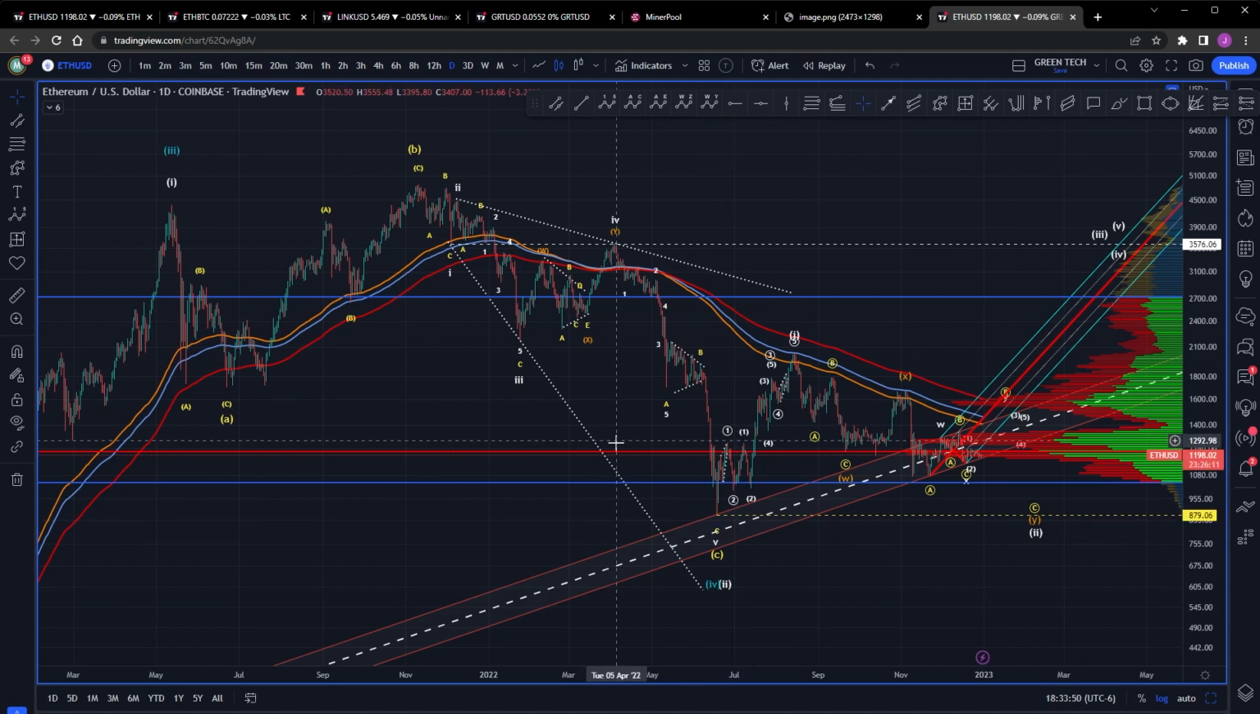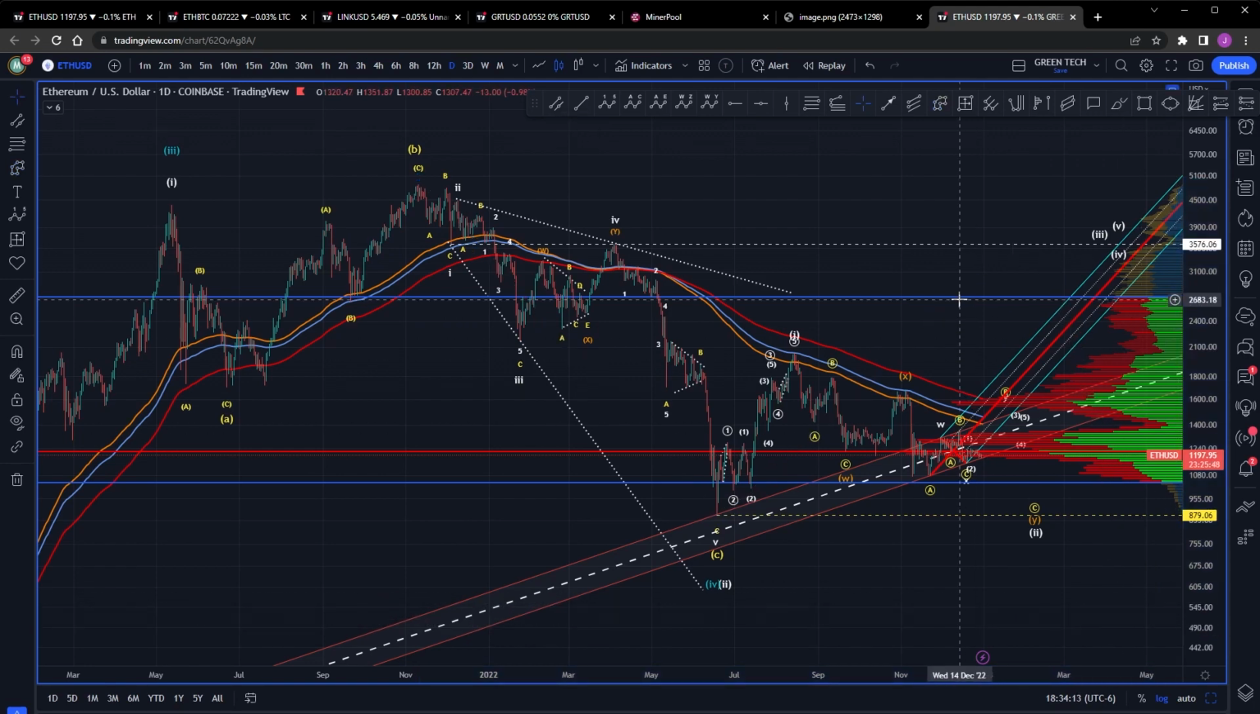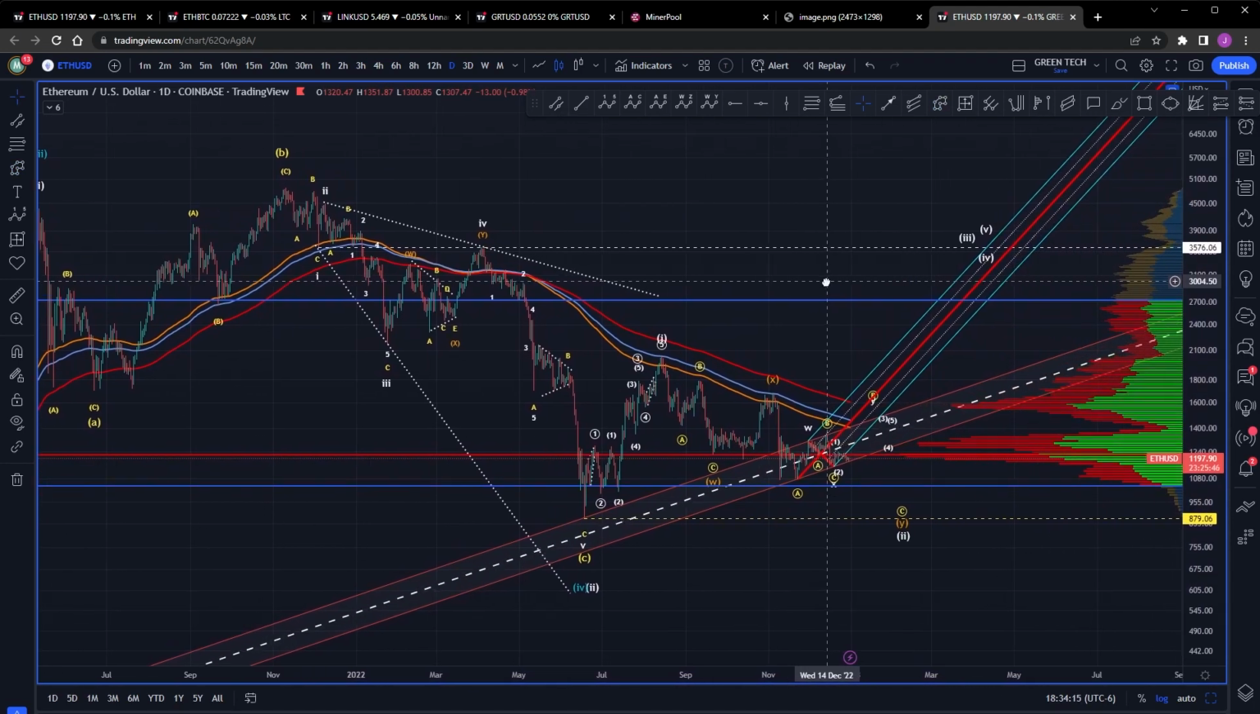Now, with that being said, I do think it's a C, which means we have bottomed. It's very possible ETH has bottomed right here. Okay. The alternate, of course, would be that this is an A wave, and maybe we're putting in a B wave, something like this, and then we're going to come even further down for a C. It's possible. We're just going to have to wait and see what it looks like.